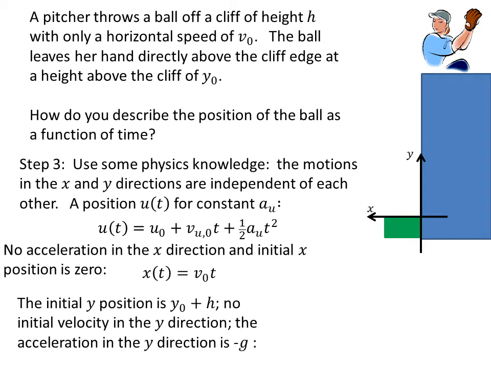For the y term, we have that the y of t has an initial position, y0 plus h. That's how far you are from the origin up to where the ball is released in the y direction. And there's no initial velocity in the y direction, so that term is gone, but there is an acceleration. And the acceleration is minus g, and the g is the little g for the acceleration from gravity, 9.8 meters per second squared. So it's minus 1/2 g t squared.